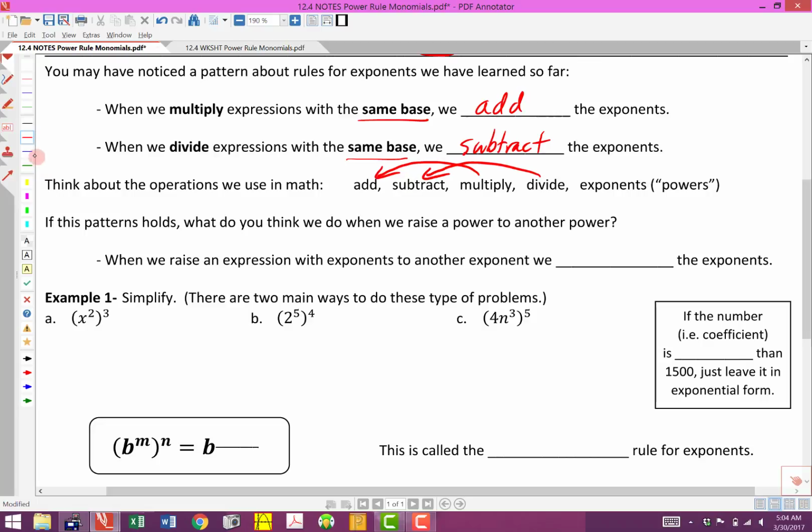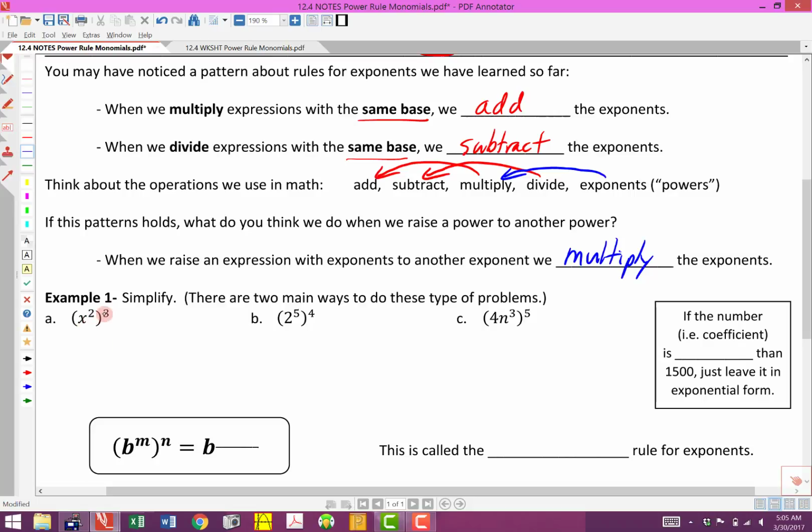So if that pattern holds, what do you think we do when we raise a power to another power, when we have an exponent raised to another exponent? Well, you'll notice that we kind of drop down 2 levels here. So when we raise an expression with exponents to another exponent, then we multiply the exponents. So go ahead and write multiply there. And we're going to take a look at a couple problems, show why this rule works the way it does, and then summarize and do a couple problems.